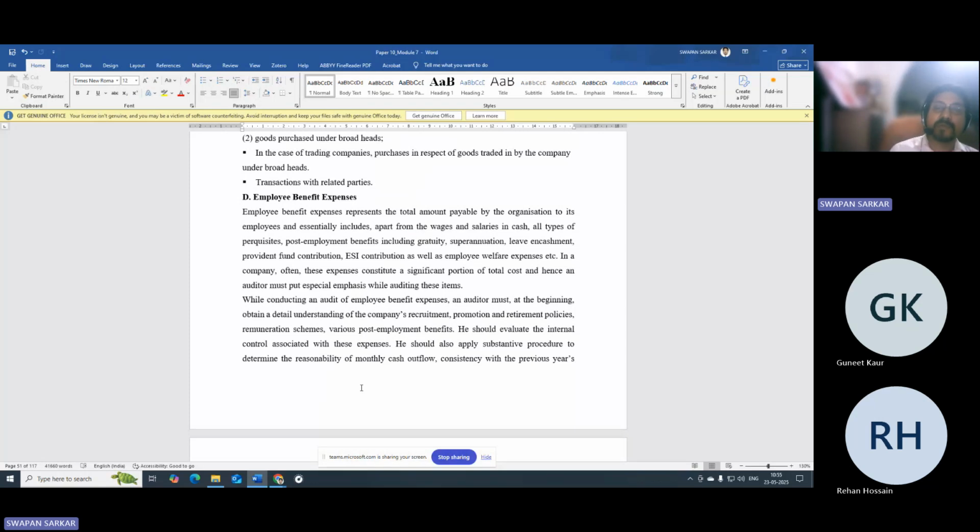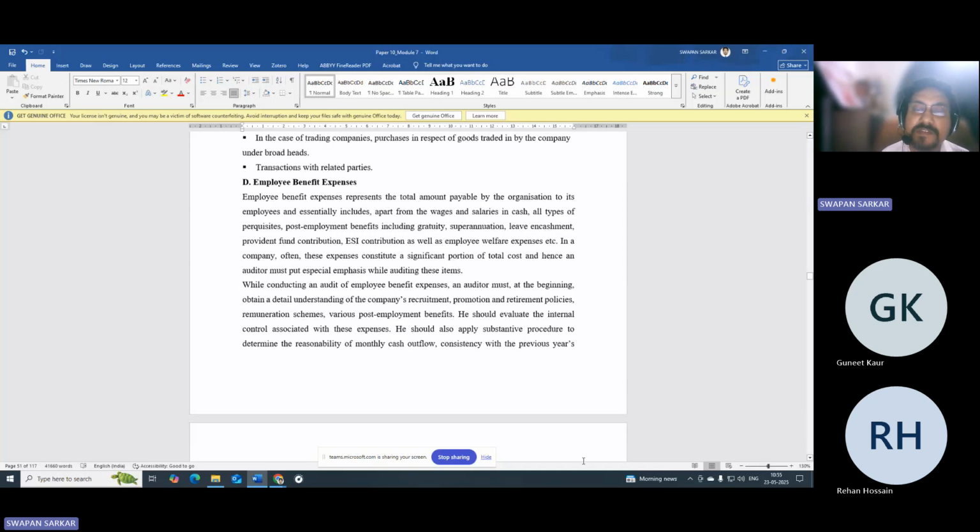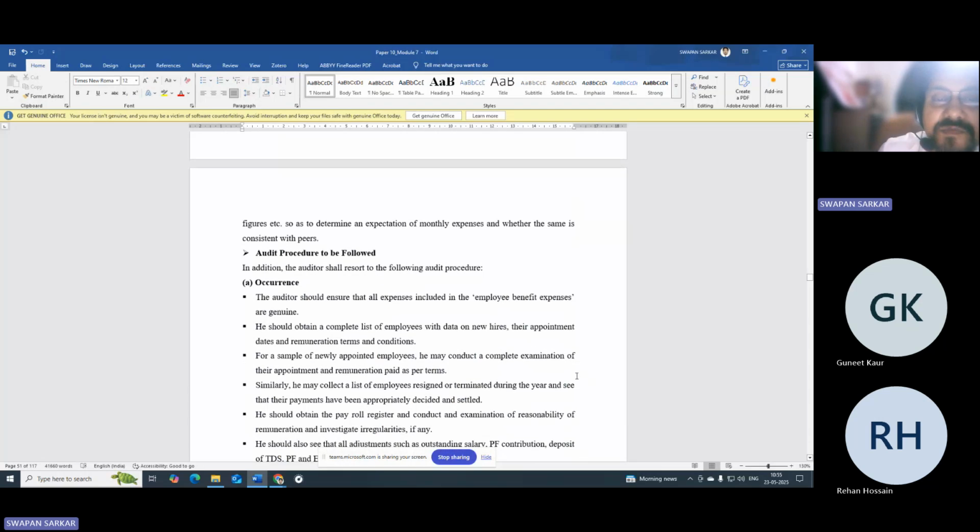While conducting an audit of employee benefit expenses, the auditor must at the beginning obtain a detailed understanding of the company's recruitment, promotion, and retirement benefits, retirement schemes, and various post-retirement benefits. He should evaluate the internal control associated with the expenses. He should also apply substantive procedures to determine the reliability of monthly cash outflow, consistency with the previous year's figures, etc., so as to determine an expectation of monthly expenses and whether the same is consistent with peers.